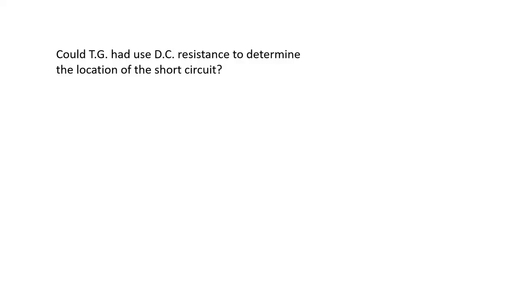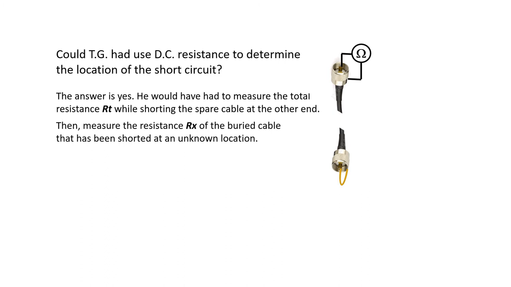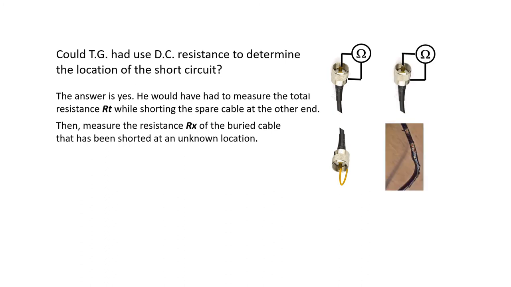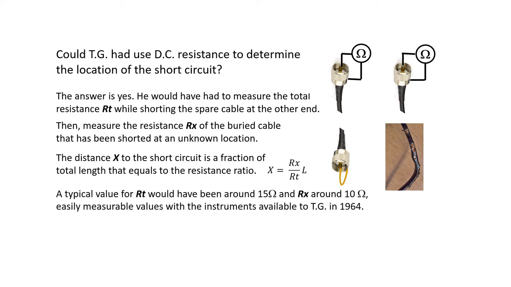Could TG have used DC resistance to determine the location of the short circuit? The answer is yes. He would have to measure the total resistance RT while shorting the spare cable at the other end. Then measure the resistance RX of the buried cable that had been shorted at an unknown location. The distance X to the short circuit is the fraction of the total length that equals the resistance ratio. A typical value for RT would be around 15 ohms, and RX around 10, easily measurable values with the instruments available to TG in 1964.